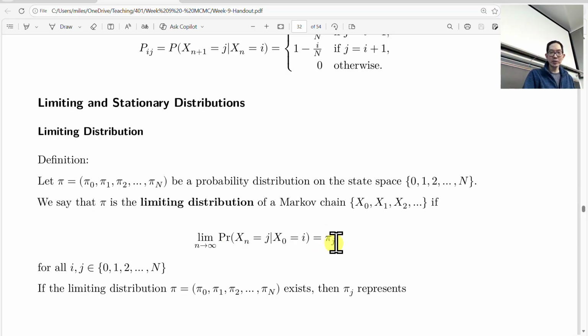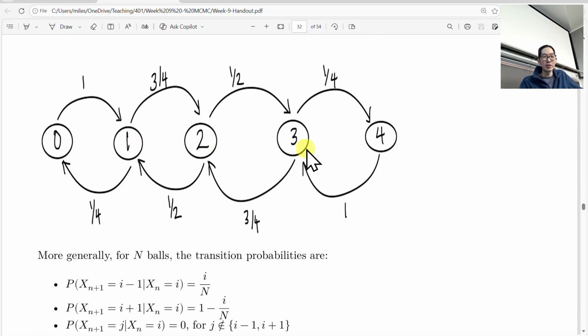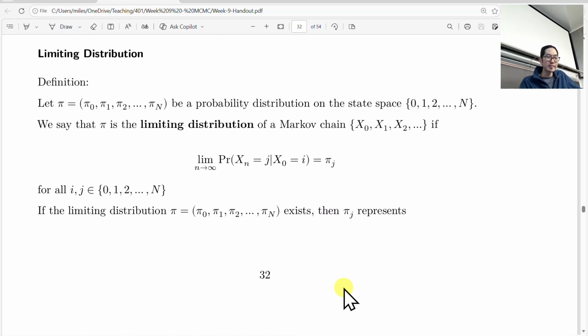What's the overall probability of being in state j? As n goes to infinity, what's the overall probability that we're at state 0, 1, 2, 3, or 4, or something like that? And this is given basically any starting position. So regardless of how you start, whether at time 0 you're at whatever i, we just want to know what's the probability that you end up at j.